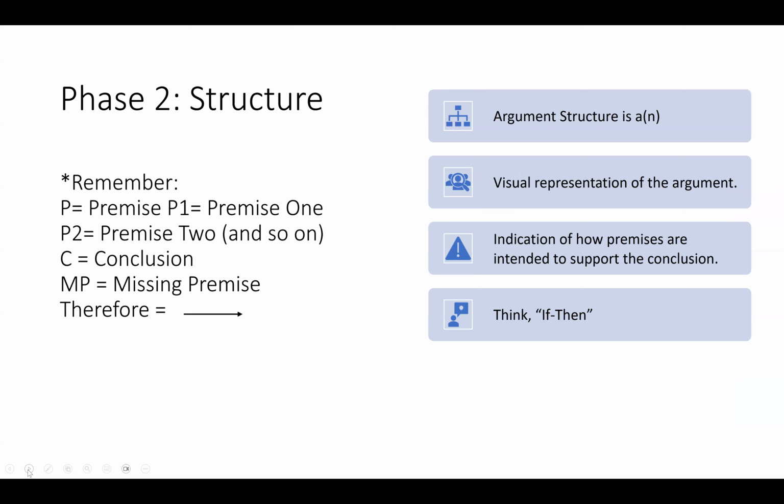Phase 2 is argument structure. Remember how we notate the premises in a condensed form. P is premise, P1, premise 1, P2, premise 2, and so on. C is the conclusion. MP represents missing premise, therefore is notated by an arrow. Argument structure is a visual representation. It's an indication of how the premises are intended to support the conclusion. Always think if, then.